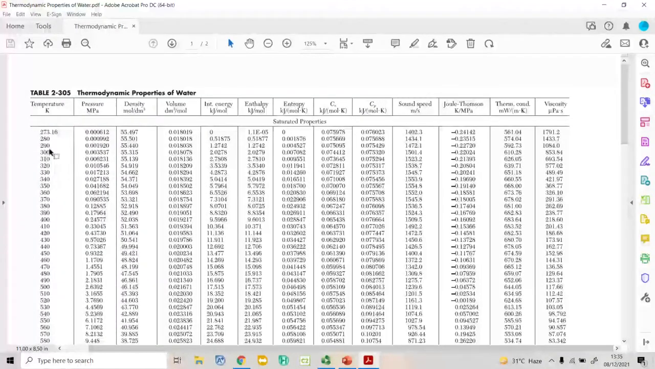Okay, on your calculator, click Mode, then choose Stat, and then click number 2, which is a plus b x. Then input 290 and 300 for the x values. And for the y values, input 1084 for the 290 Kelvin and 853.84 for the 300 Kelvin.